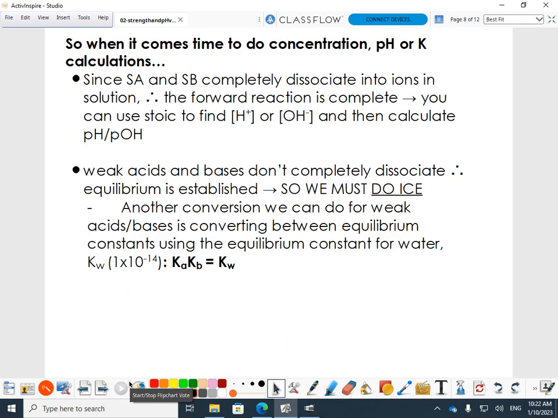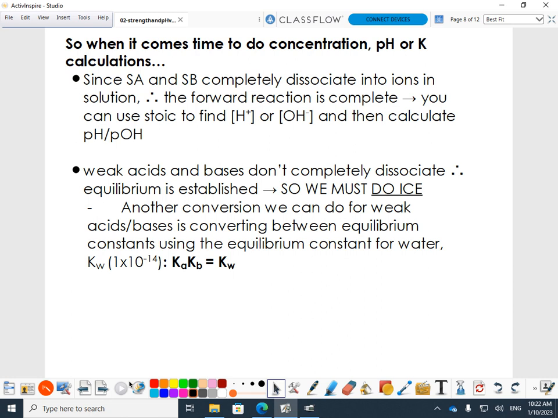Okay, so today we are going to deal with weak acids and weak bases, okay? So when you have a strong acid or strong base question, they completely dissociate or the reaction is 100% in the forward direction, which means then you can use stoich to calculate H or OH concentration depending if you have an acid or a base. And so these questions will be out of very few marks because it's very easy to do.